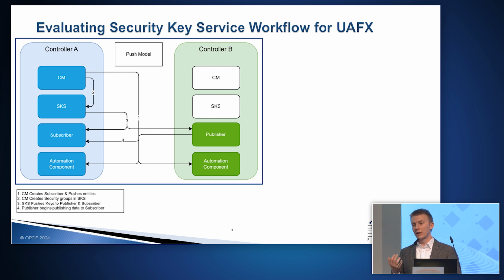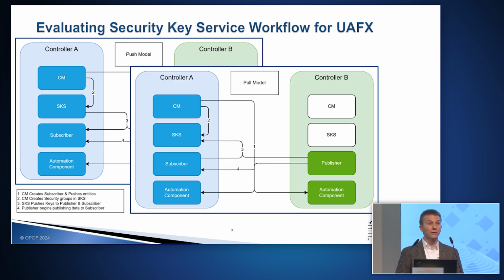Now we know that there are scenarios where the push model is just not working, and for that reason, of course, there is also an alternative, and that is a pull model. That means, in that case, that the keys are actually pulled from the so-called SKS. In those two examples, one of those controllers was providing the keys to the other controller. So there was no external application involved.